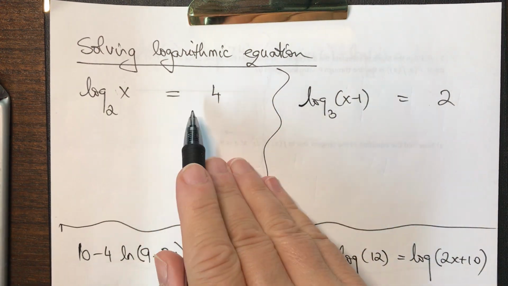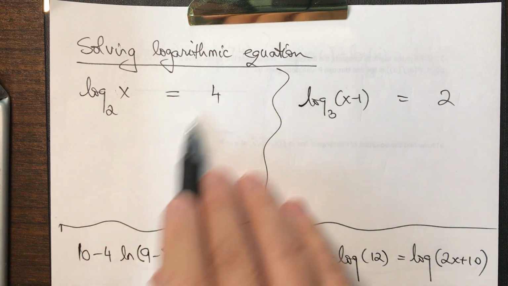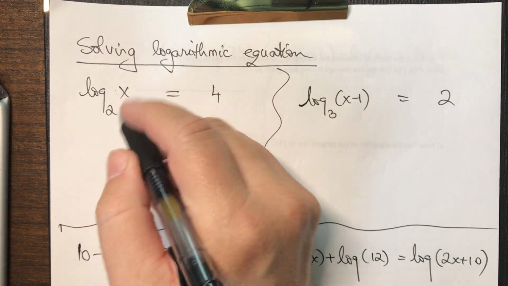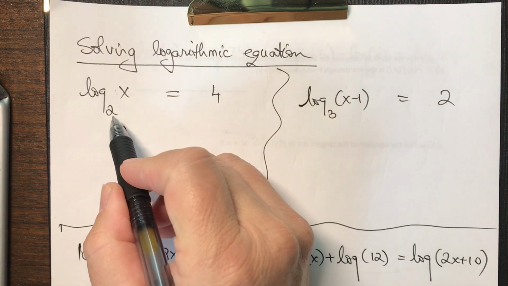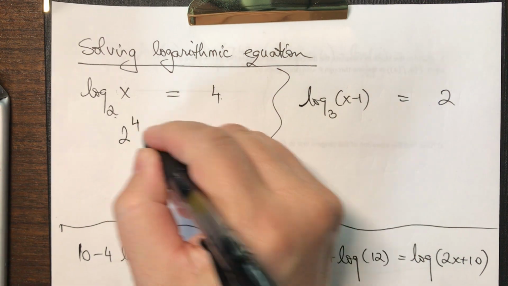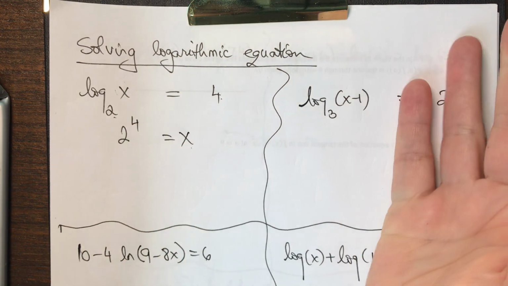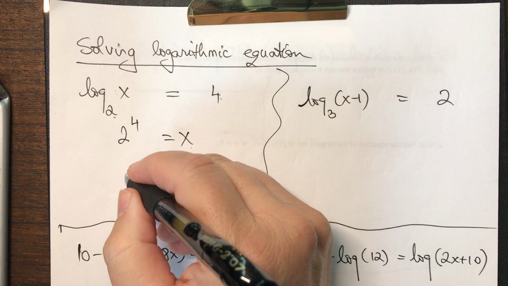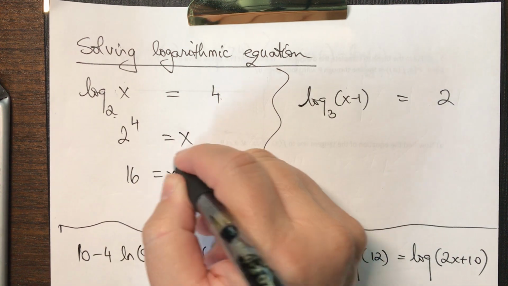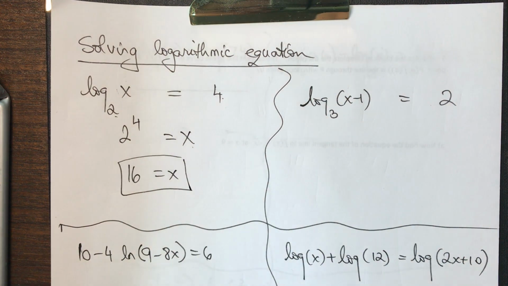Either you could simply change this logarithmic format into an exponential one. So again, remember, you keep the base the same. So 2 to the power of 4 is equal to x. Boom, you got x by itself. That, of course, is 16. And we're happy. This is the answer.